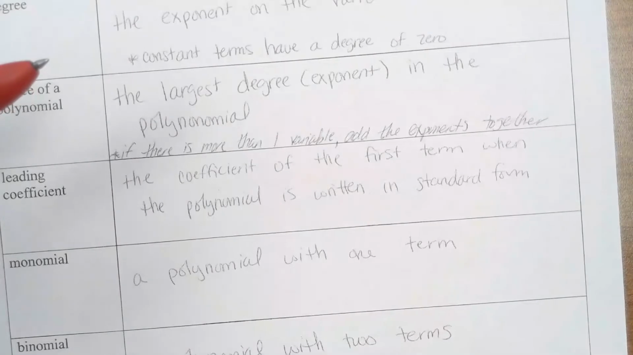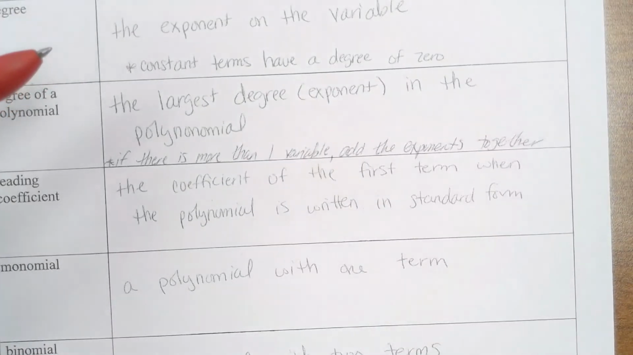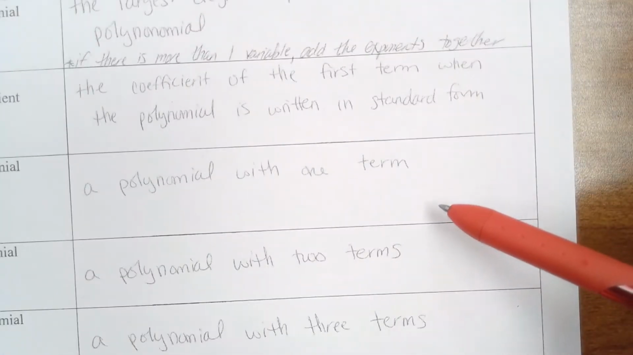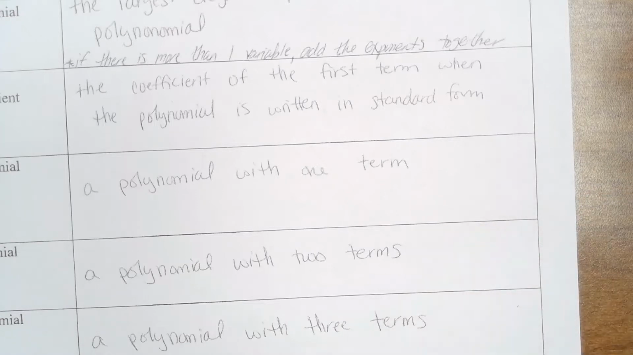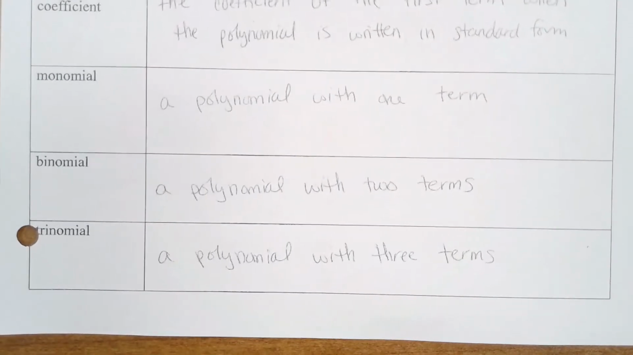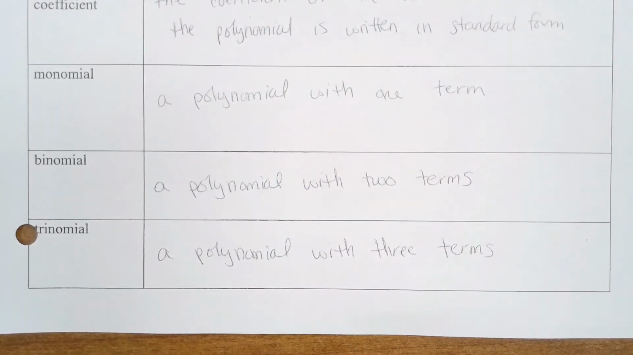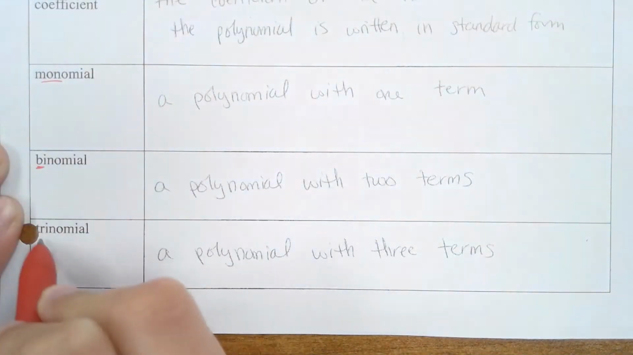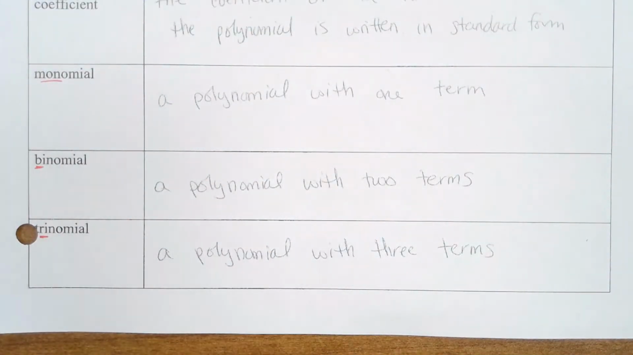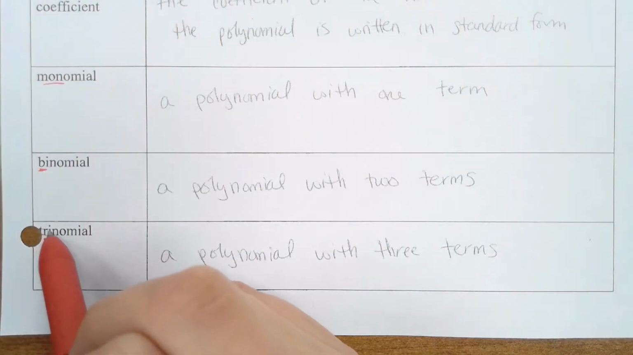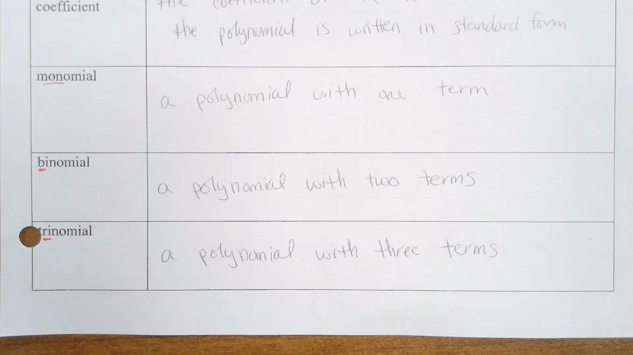And then we also talk about different polynomials that have different expressions. A monomial is a polynomial with only one term. A binomial is a polynomial with two terms. And a trinomial is a polynomial with three terms. Hopefully you know that mono, bi, and tri are your indicators: mono is one, bi is two, and tri is three.